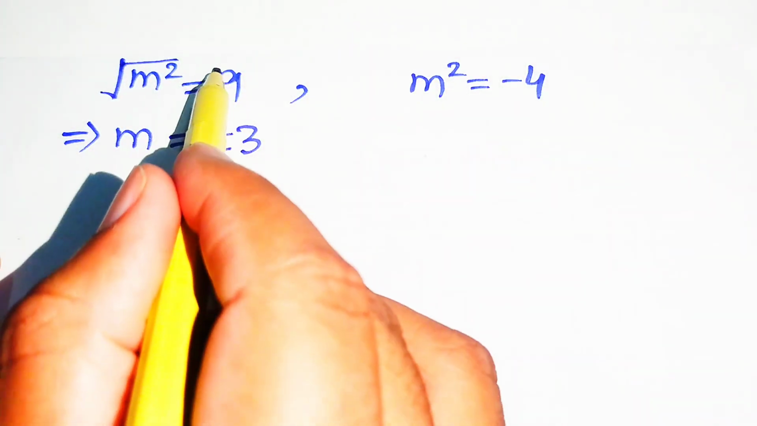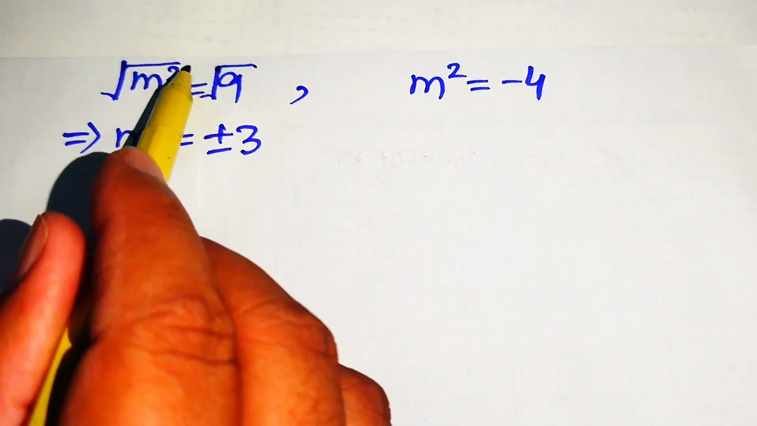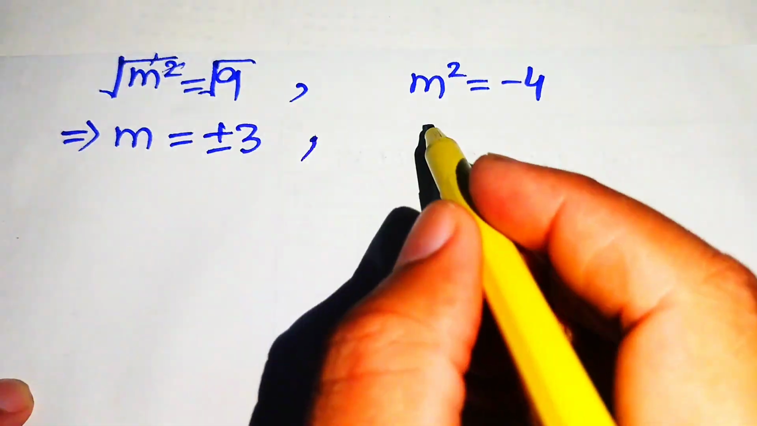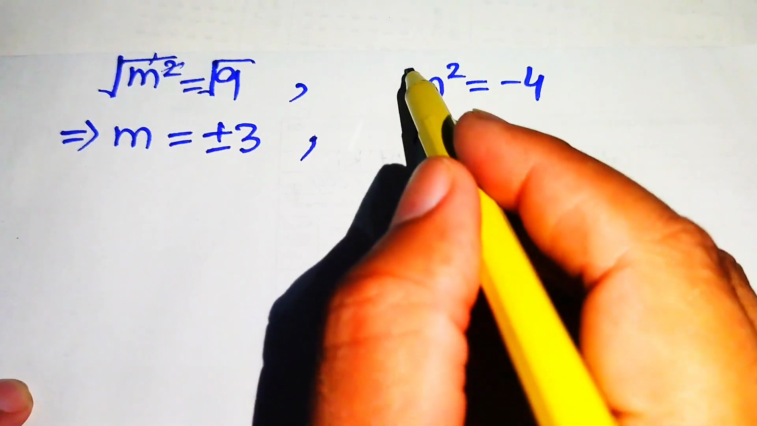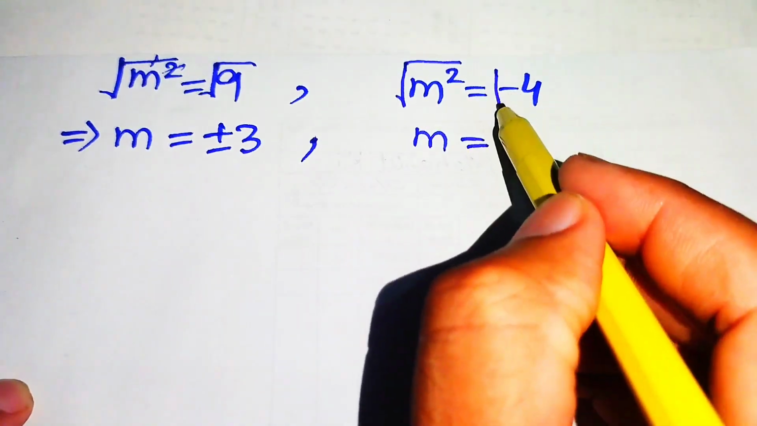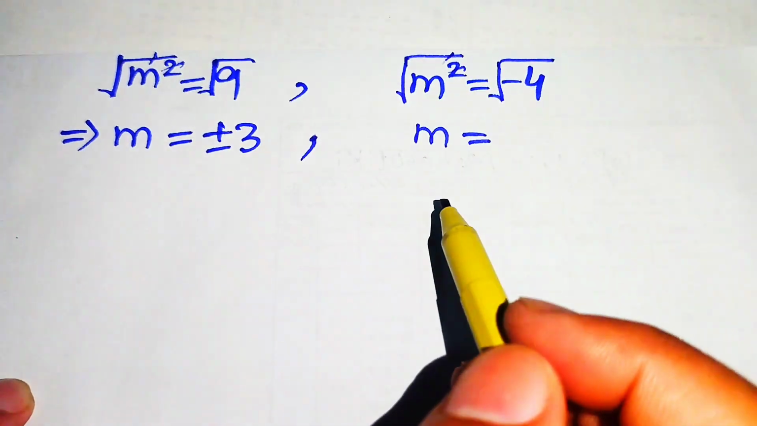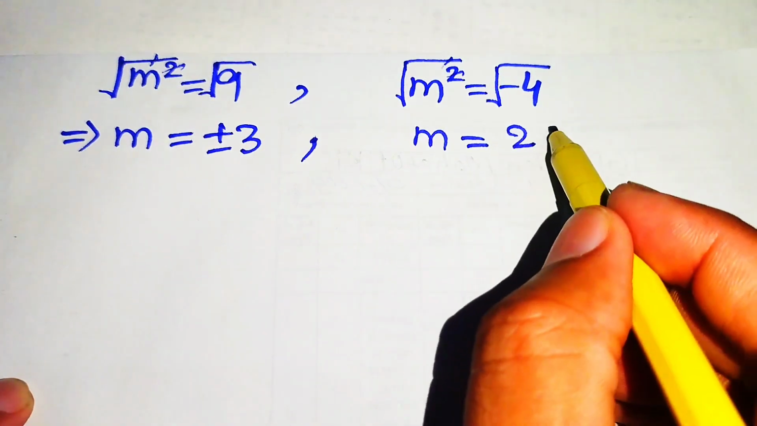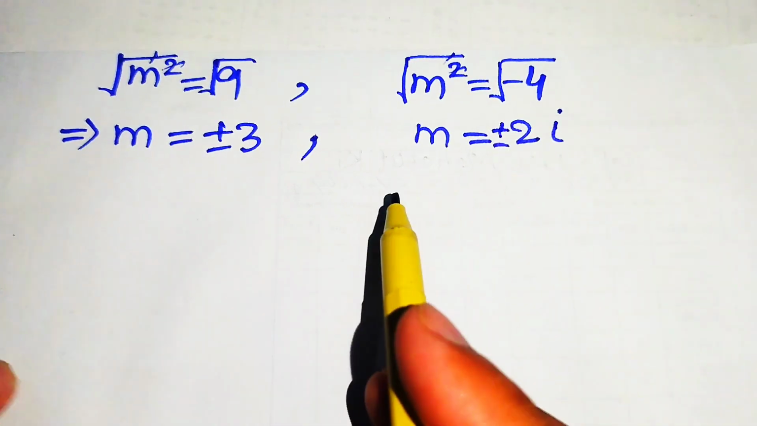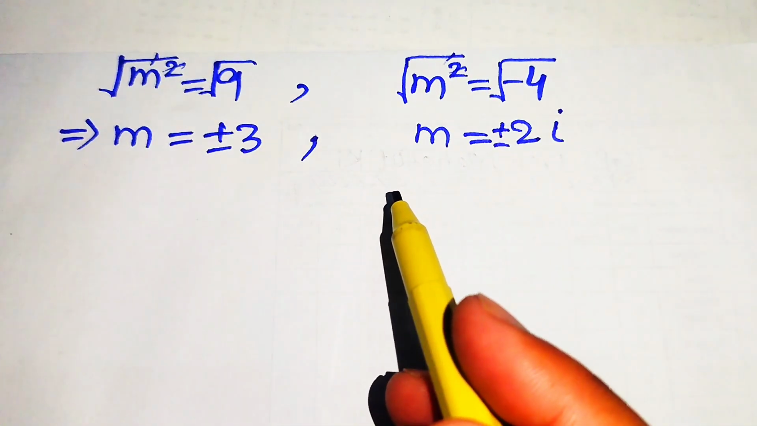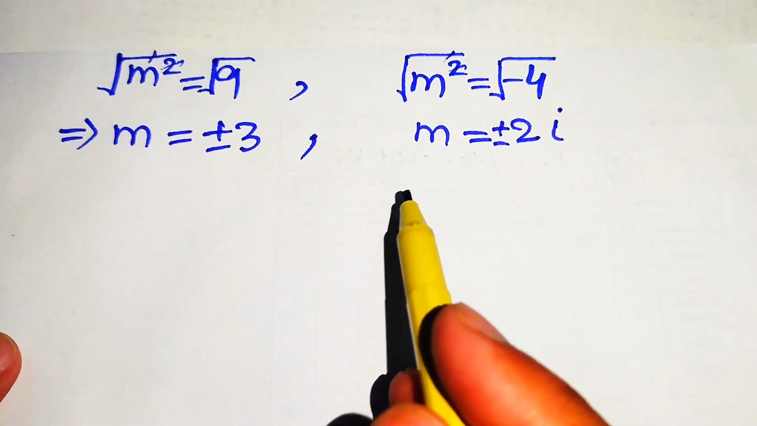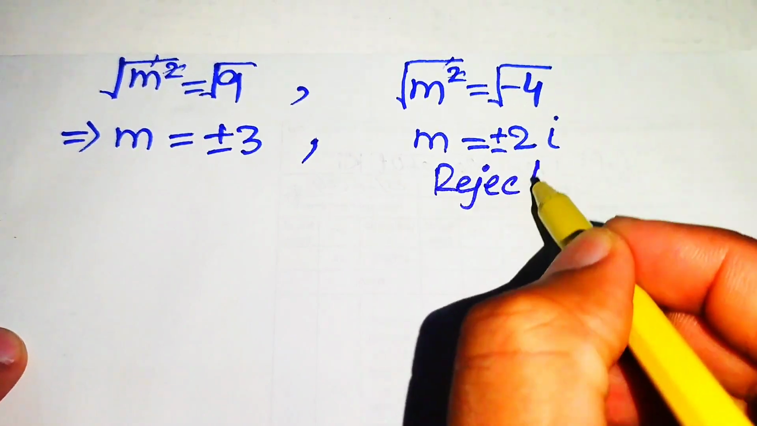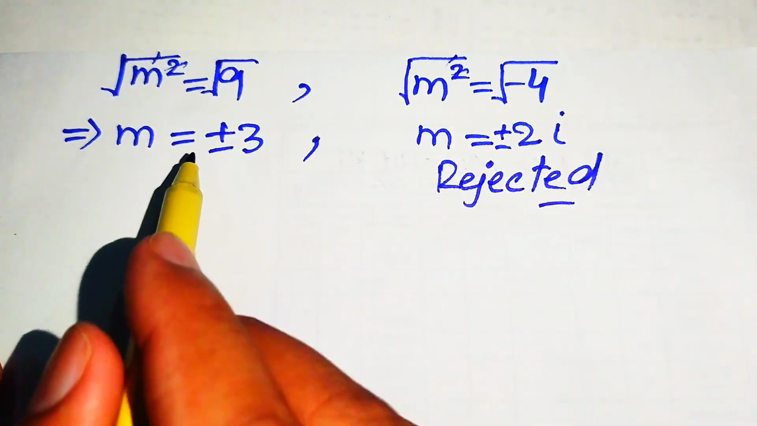When you take the square root on both sides, the square and square root are gone and we get m, and the square root of 9 is plus minus 3. Similarly here, we take the square root on both sides, the square and square root are gone, we get m, and the square root of 4 is 2 and the square root of minus 1 is iota. Because in this question we need only real roots, we solve this problem for the real values only, so because this is complex, we reject this case and we proceed with the first case only.